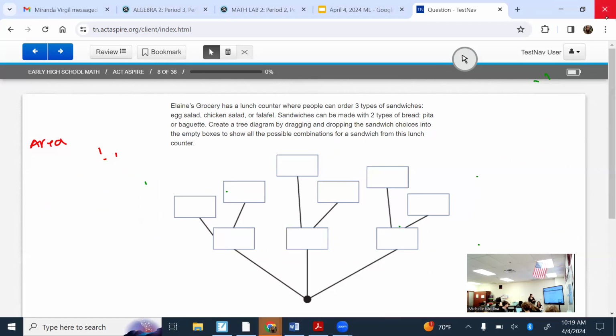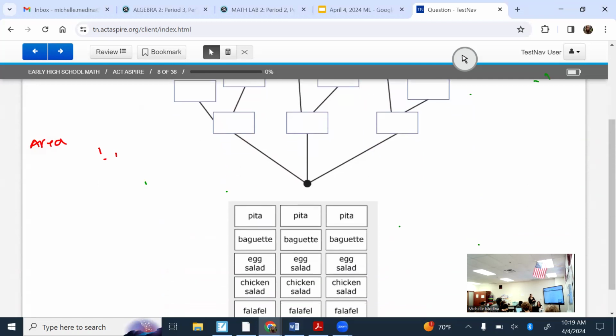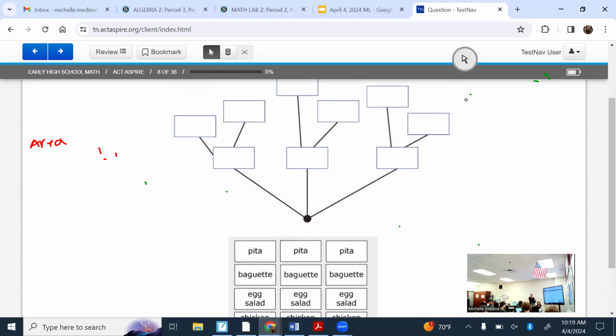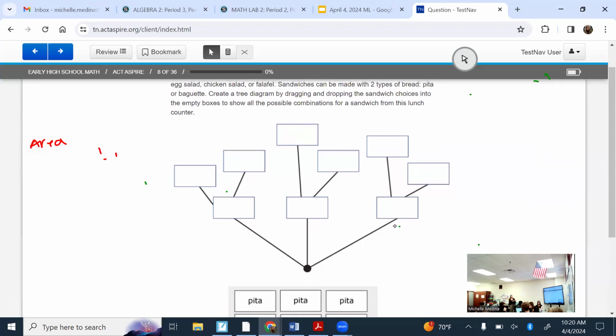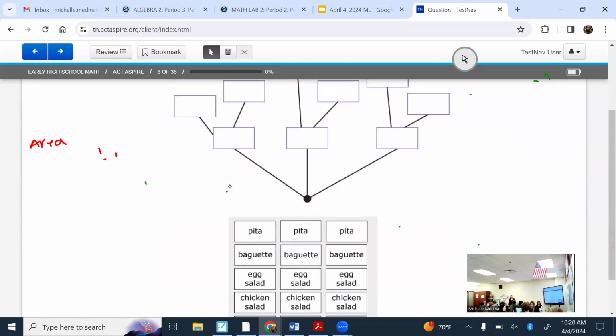So here are my answer options to pick from. If I want to make a tree diagram that shows all of my options, what are my major options that I should have 3 of? Because the way it works, we have our main branches. What group does 3, John? So the 3 types of sandwiches. I wouldn't want to put the 2 types of bread because then what would have to go here? I wouldn't know. So I'd have to put the 3 different types of sandwiches, which they said were egg salad, chicken salad, and falafel.